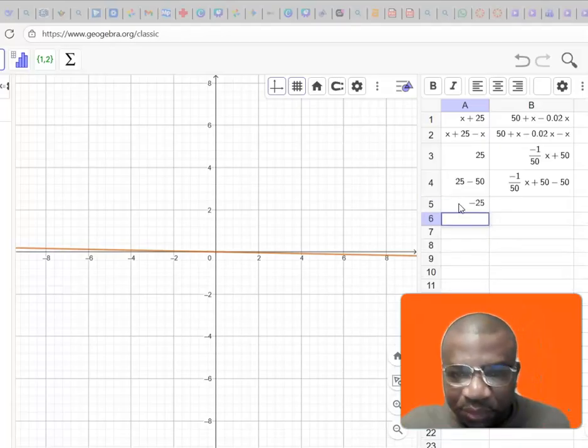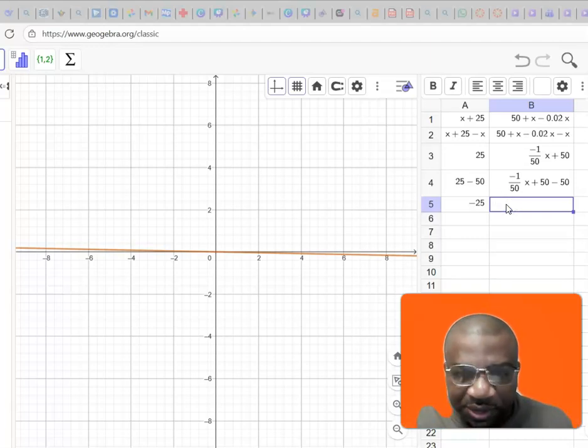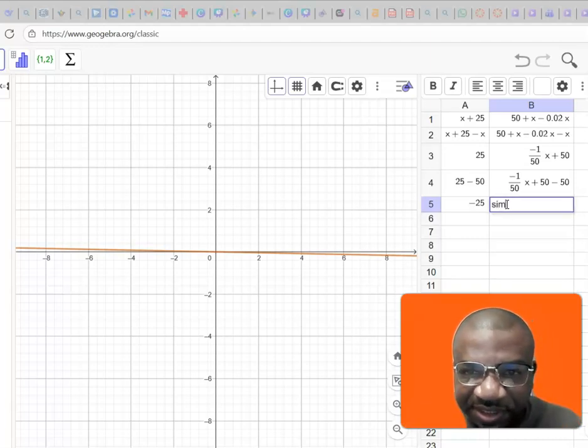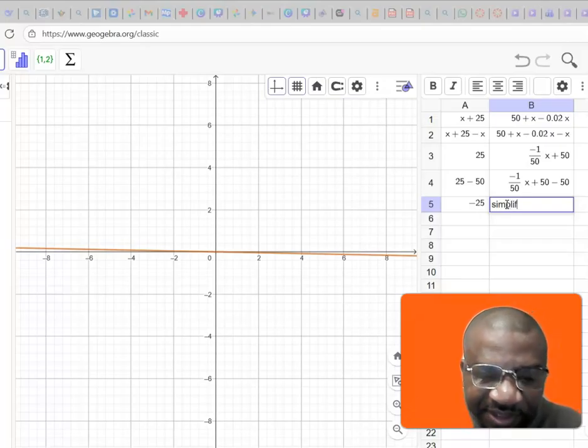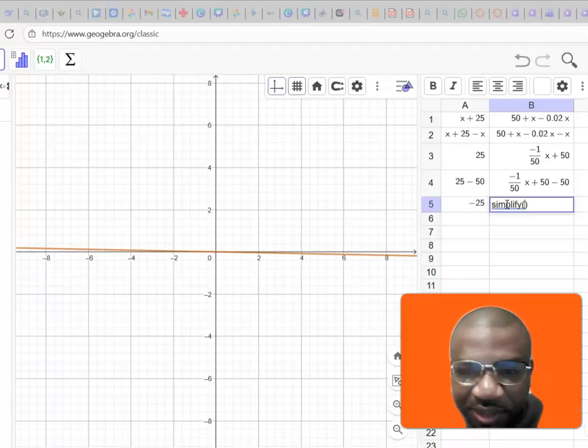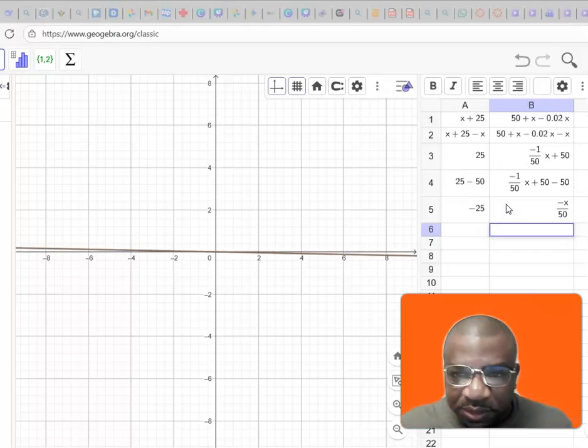A4. So we have minus 25 on the left hand side. Also here we'll simplify b4. Simplify. Close bracket. b4. Good.